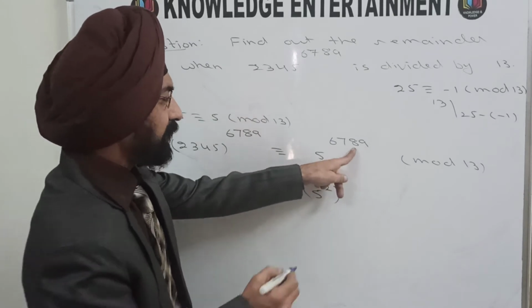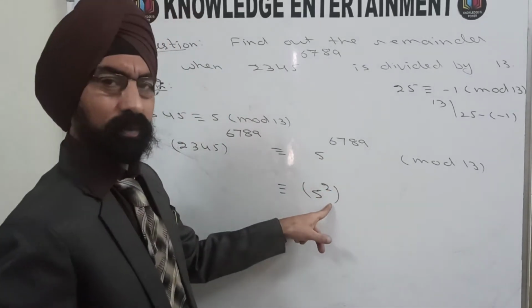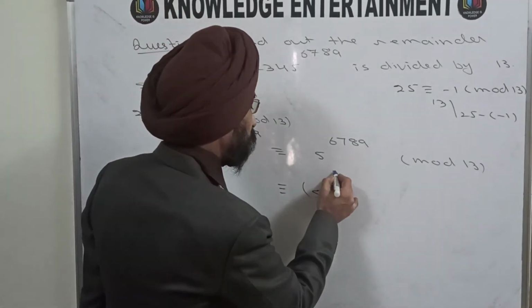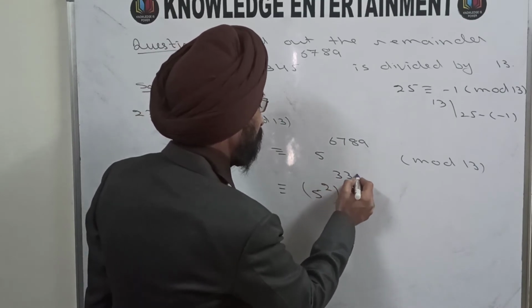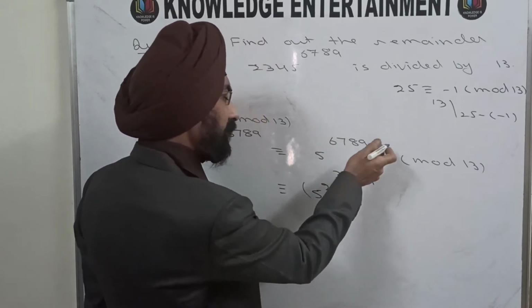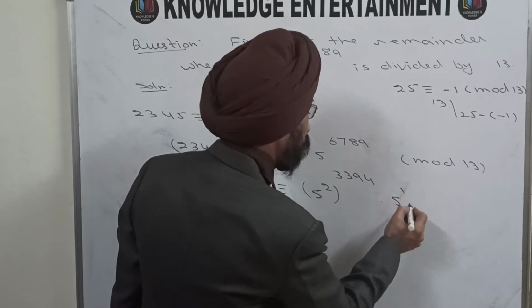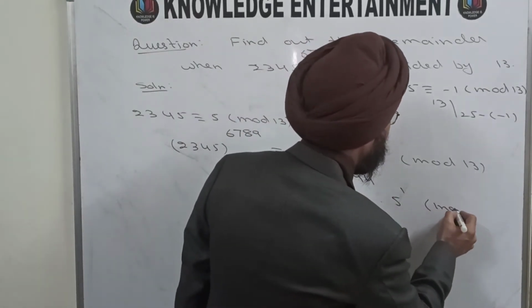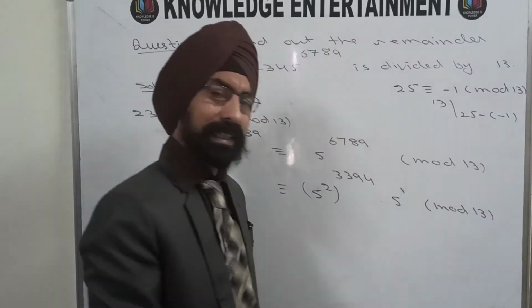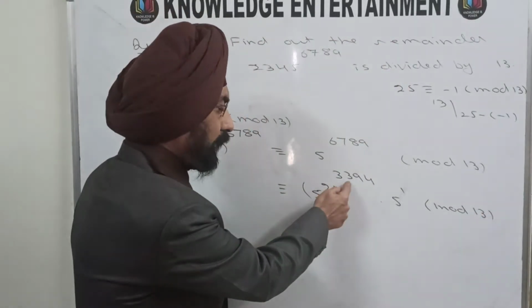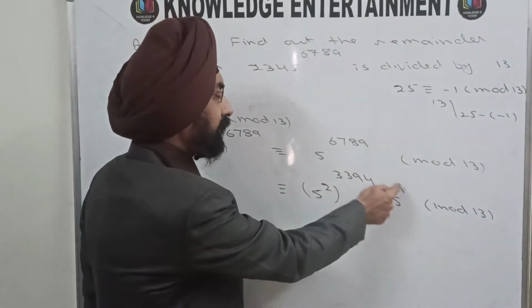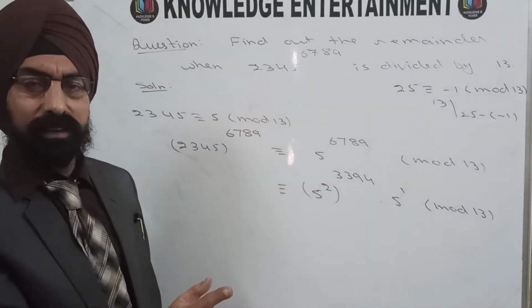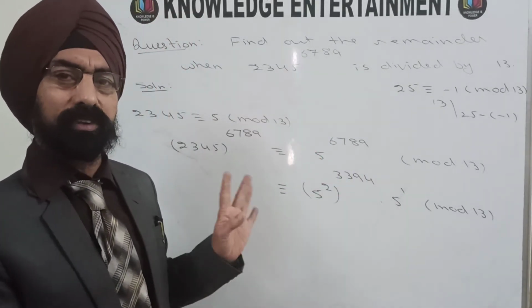Now divide 6, 7, 8, 9 by 2. So what are you going to get? 3, 9, 4 and 1 will be the remainder. So that 5 raised to the power 1 I am writing separately modulo 13. You can easily check, 2 multiplied by this quantity plus 1 is 6, 7, 8, 9. So my division process is very much correct.